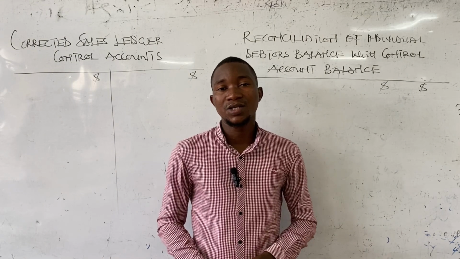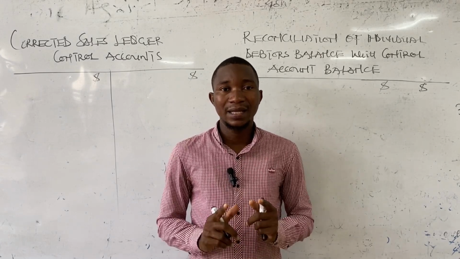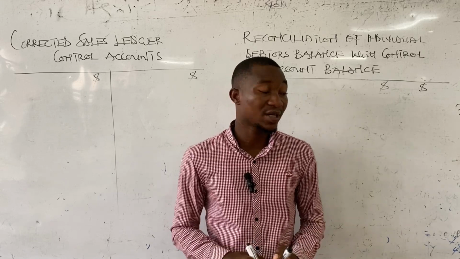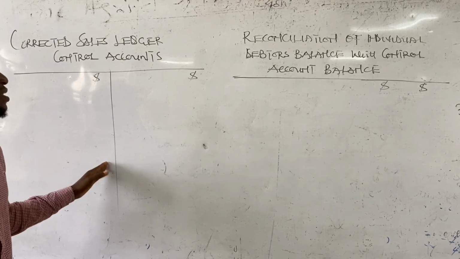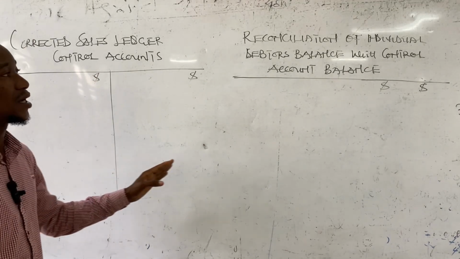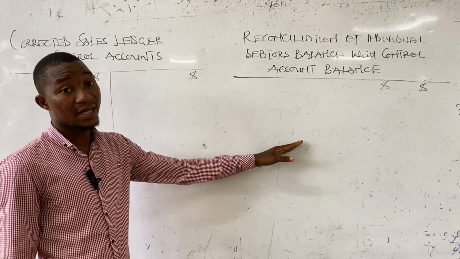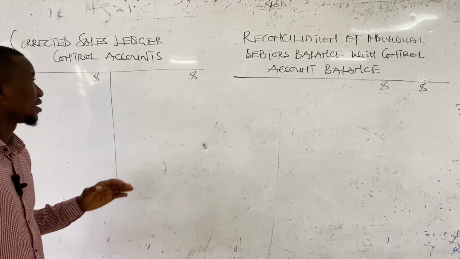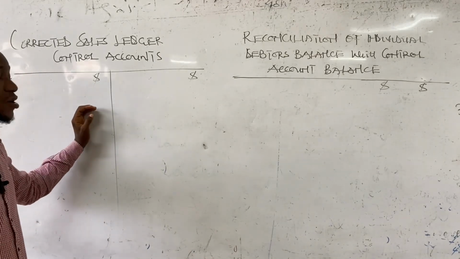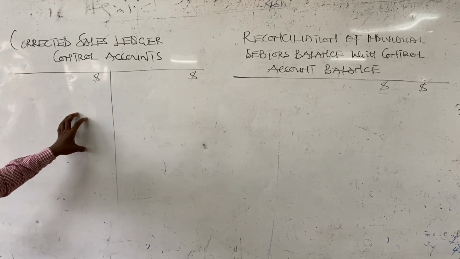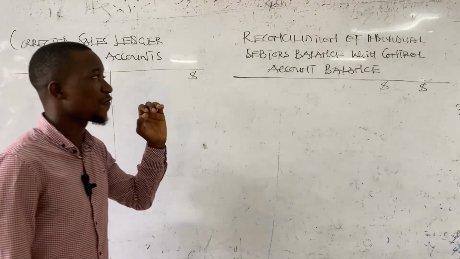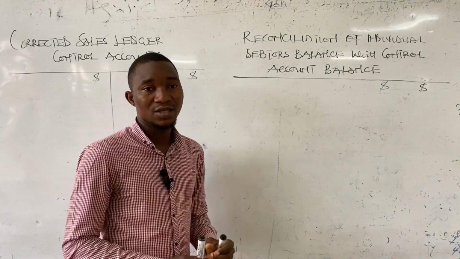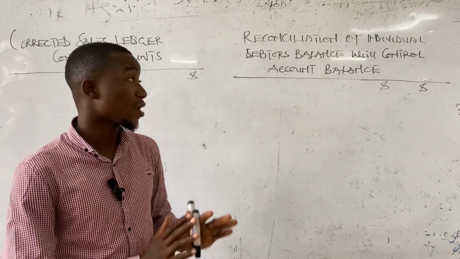So here is the question. In solving reconciliation questions, listen and listen good. These are errors found, and we have to reconcile them to make sure that the closing balance on the corrected sales ledger control account agrees with that of the individual debtors account balance. Is that okay? Good. One thing I want you to put at the back of your mind is that any error that affects the sales ledger control account should be corrected over here. On the other hand, any error that affects the individual debtors balance should be corrected here. Is this clear? Good.